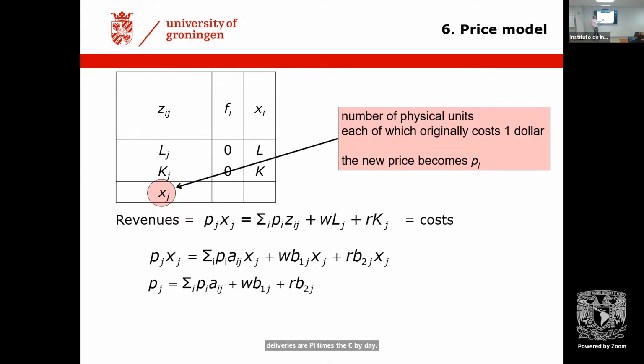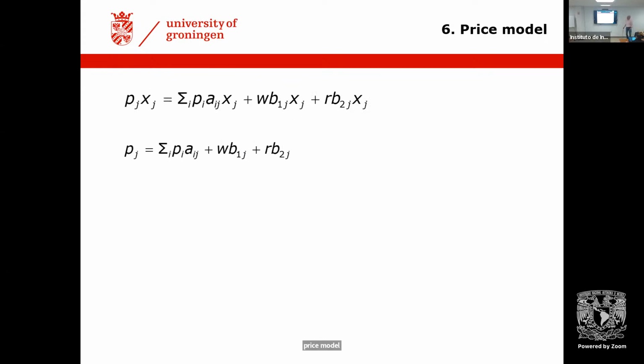That is okay. And again, for the ZIJ, we substitute using the proportionality assumption that we made, and observe that we now have XJ everywhere, so we leave out the XJ. Then we have the price equals the cost of intermediate inputs plus the labor cost plus the capital cost, for 1 unit. So that looks already like a price model. This is for product J.